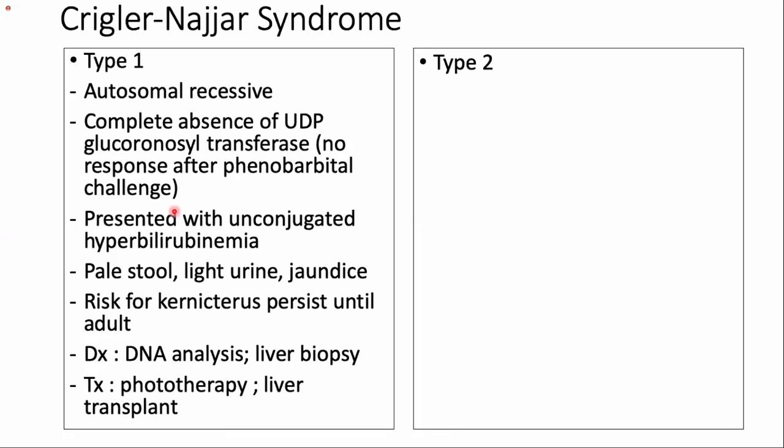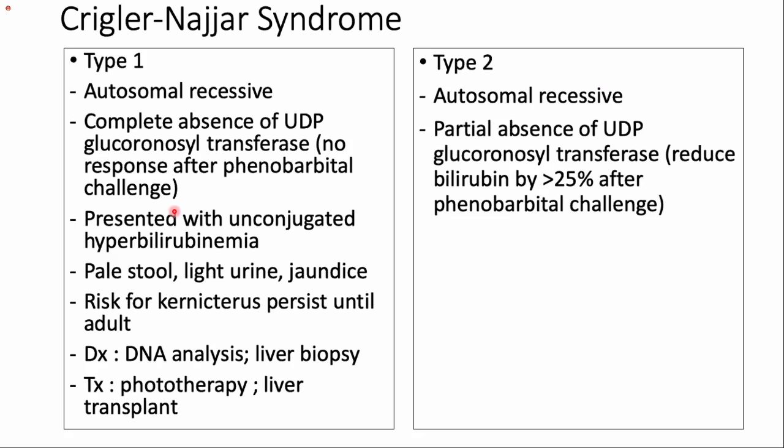Photoisomerization. Thank you, Doctor. And then continuing on, we have type 2, about the same, autosomal recessive, but in case of type 2, it is partial absence of the enzyme. So actually there's a test to differentiate between type 1 and type 2. We call it the phenobarbital challenge test, but I'm not sure if this is done clinically or not.